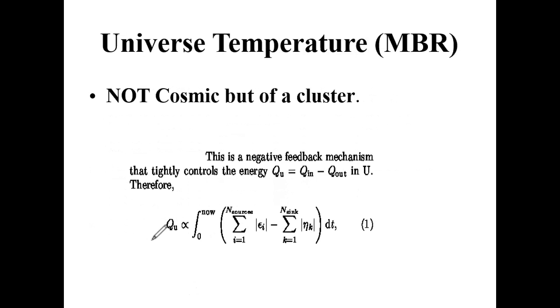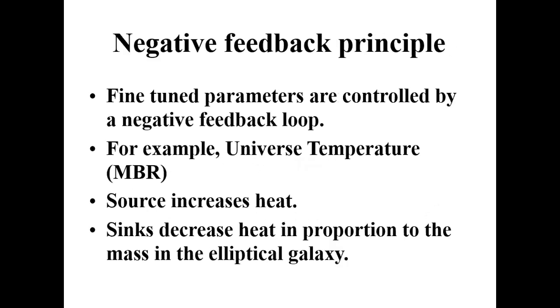We have a temperature from all time that is the total amount of sources and their source strengths minus elliptical galaxies and their source strengths over time. So it's Q in, energy in, minus energy out in the universe. And that is limited to energy in versus energy out of a cluster. We apply the negative feedback principle. That is to say, we imbue the elliptical galaxies with a feedback mechanism. Fine-tuned parameters are controlled by a negative feedback loop.